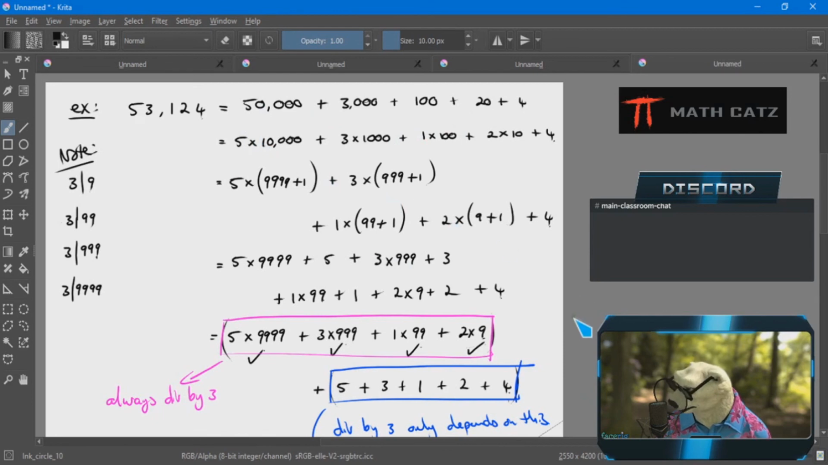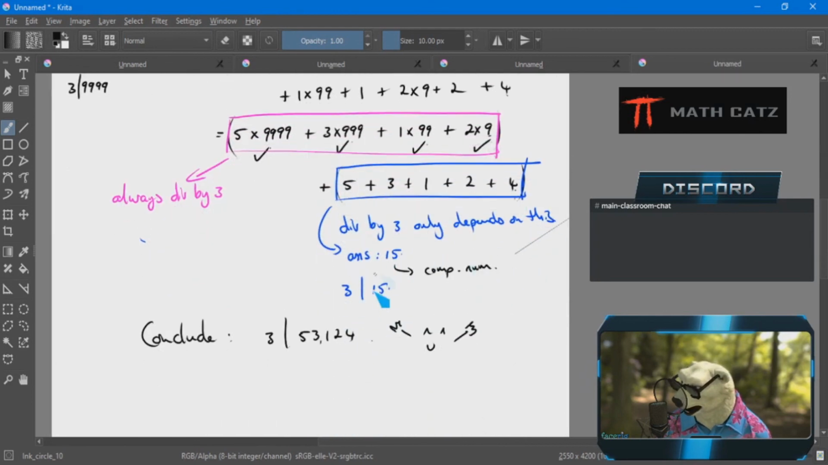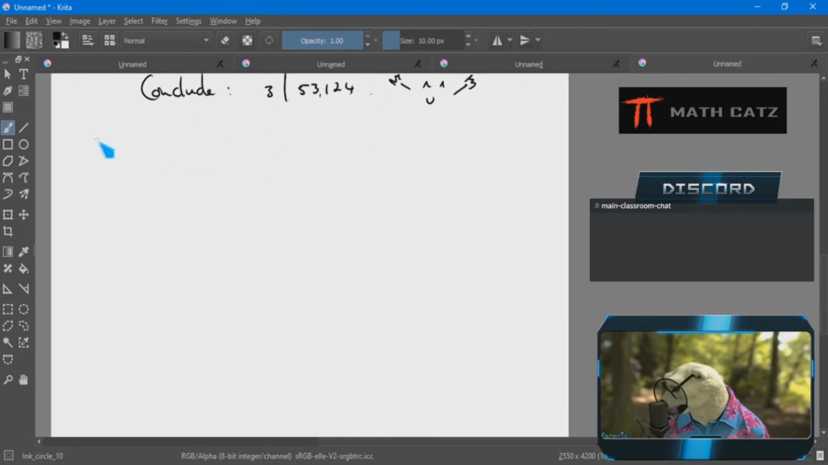I just add up all the digits and use that number. If 3 is happy with that number, well, then 3 is happy with the original as well. So let's write that down so we have it in our notes somewhere. So now it's the divisibility test for 3. I mean, to me, it's cool, but it's not obvious in any way.